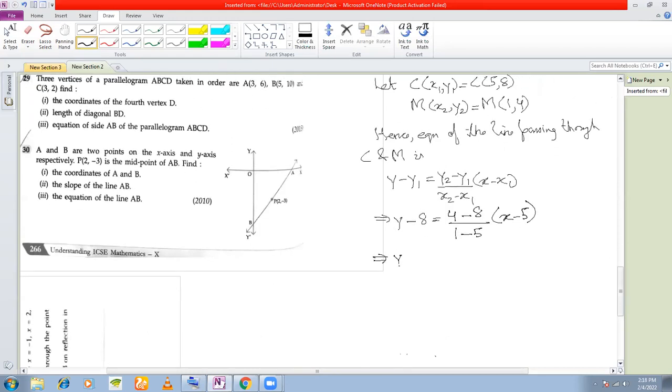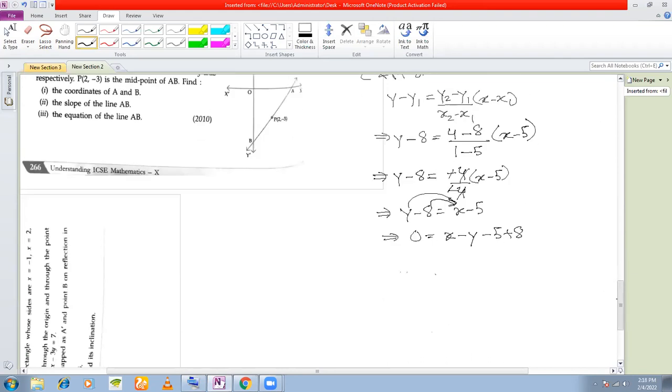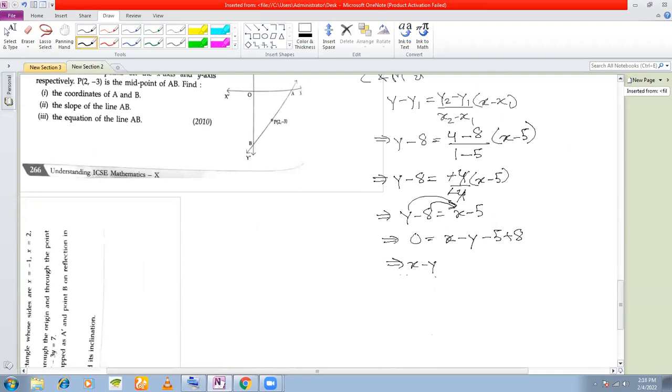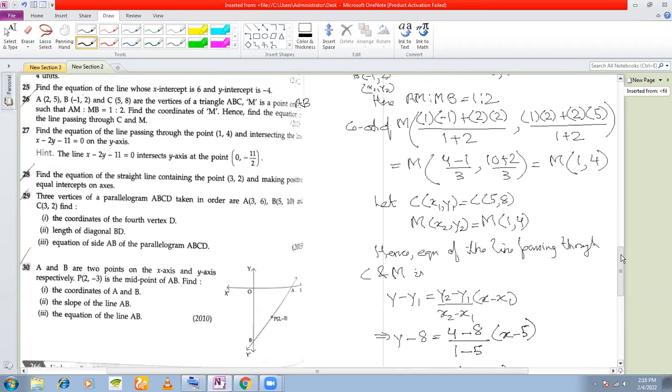Now we can find out the equation of the line. y minus 8 is equal to (minus 4) by (minus 4) into (x minus 5). So minus minus cancels, 4 4 cancels. You simply get y minus 8 is equal to x minus 5, right? So now you take y on this side, 8 on this side, you get 0 is equal to x minus y minus 5 plus 8, right? So you get x minus y plus 3 is equal to 0, and that is the required equation of the line through C and M. Okay, if you don't have any question, I can move to the next question.